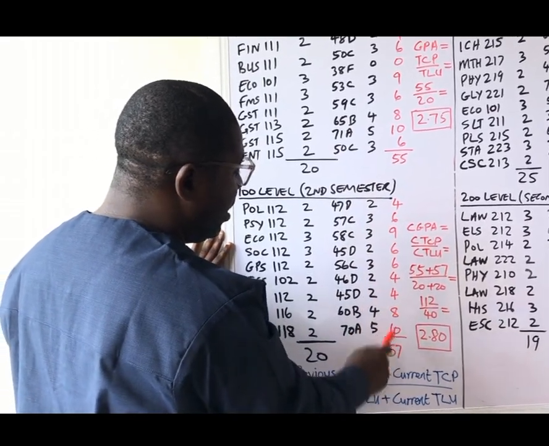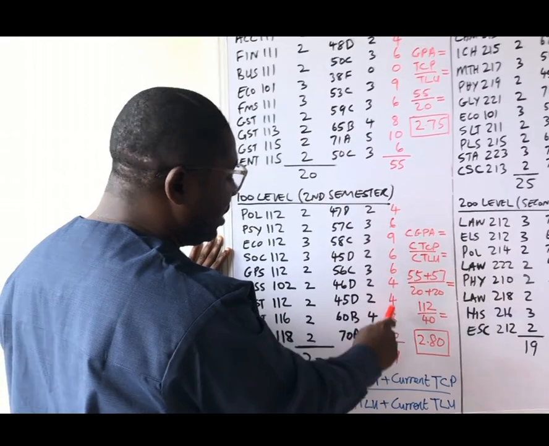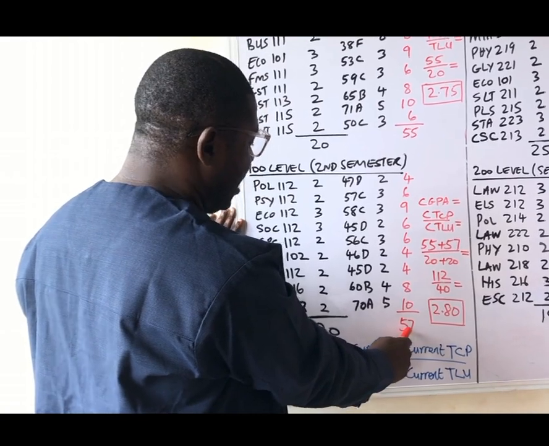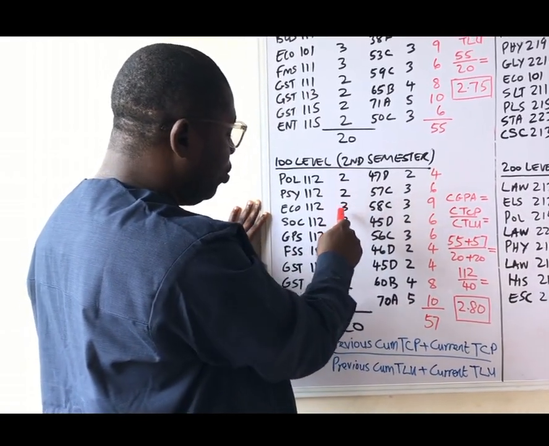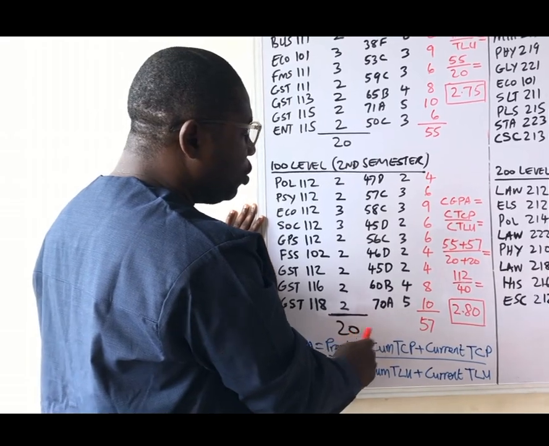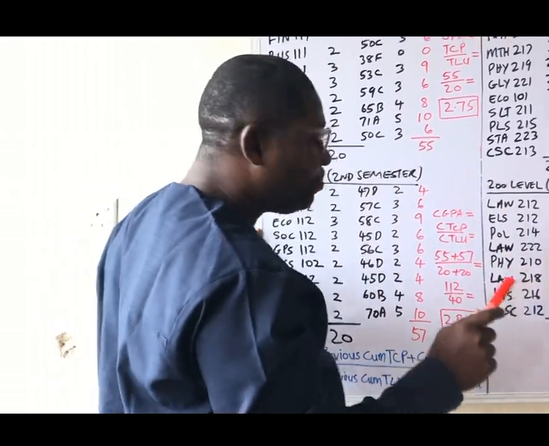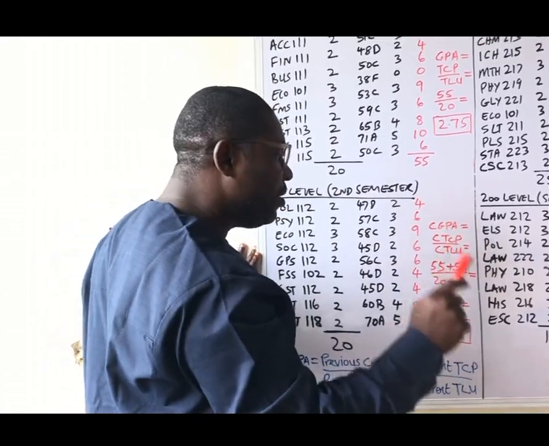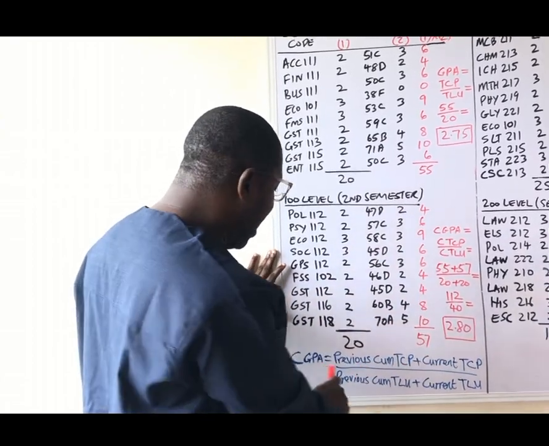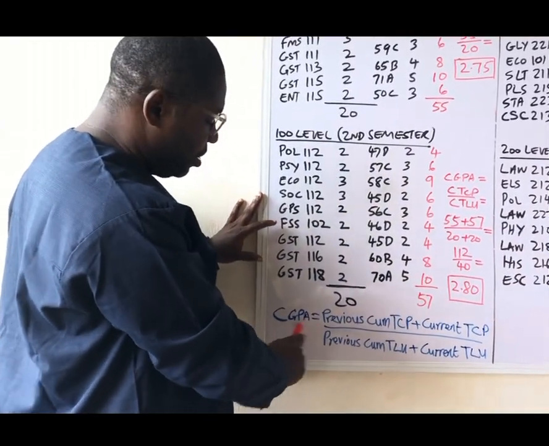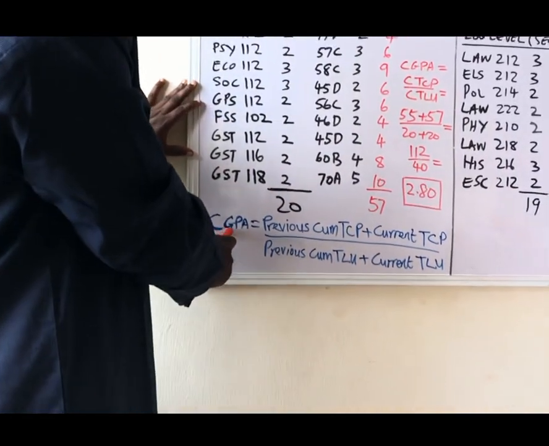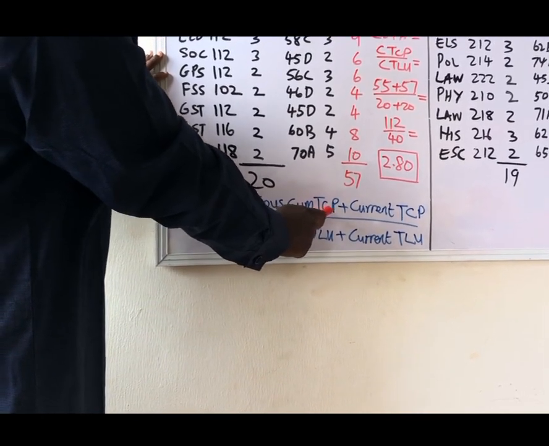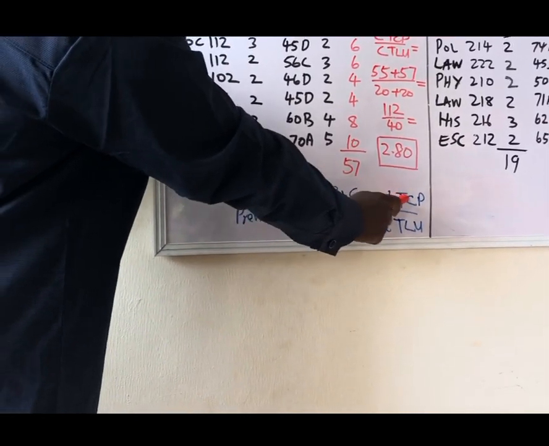So by the time you multiply this column by this column, as you see up there, we will have these values here. And by the time you add up the credit points in this semester, you have 57. And then you also have the total load units, it gives us 20. So now by the second semester of 100 level, we have what we call CGPA. That's the cumulative grade point average. And it is calculated by, please look up here, I will look down here. We have the CGPA. And the CGPA is the previous cumulative total credit point plus the current total credit point.